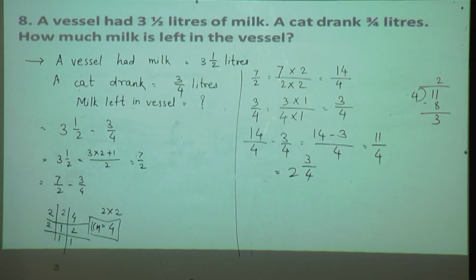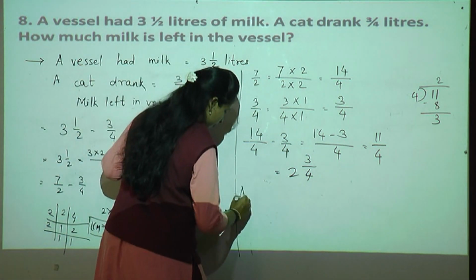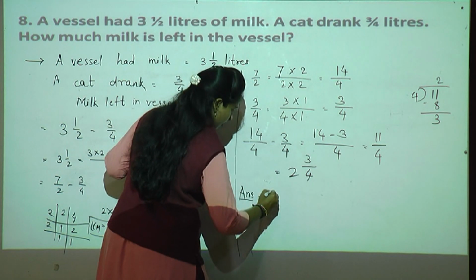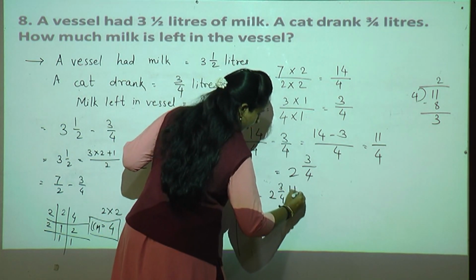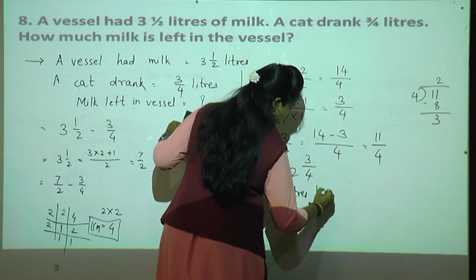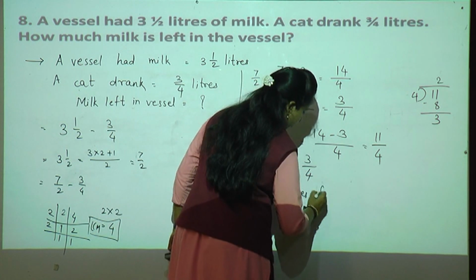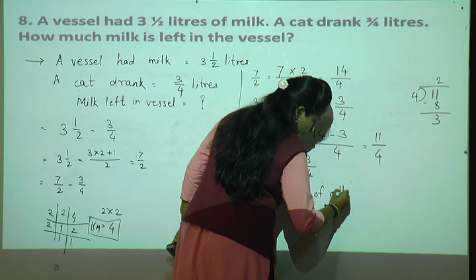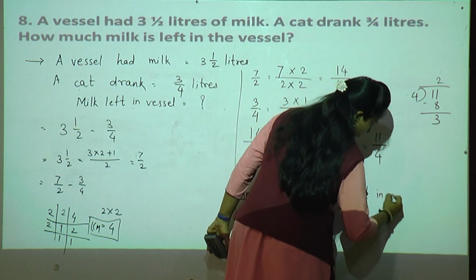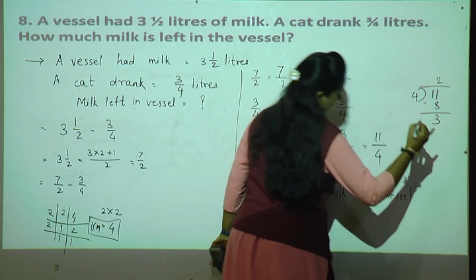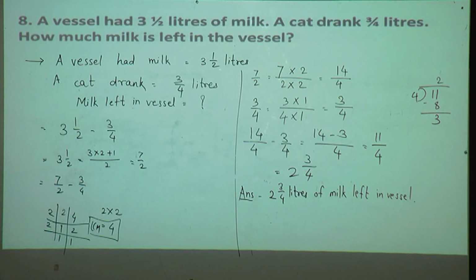Clear? So what you will write? Answer: 2 3 upon 4 liters of milk left in vessel. Clear? Clear till here?